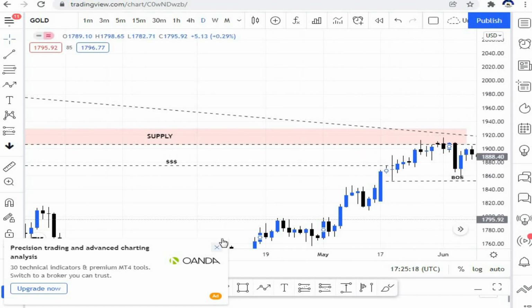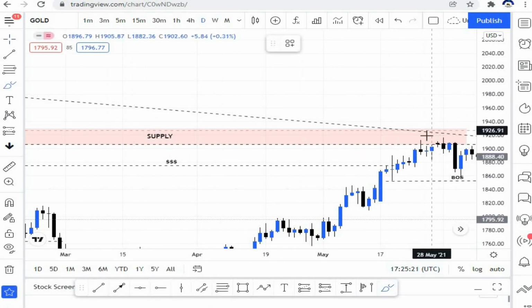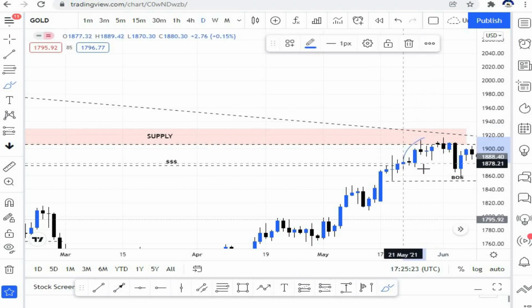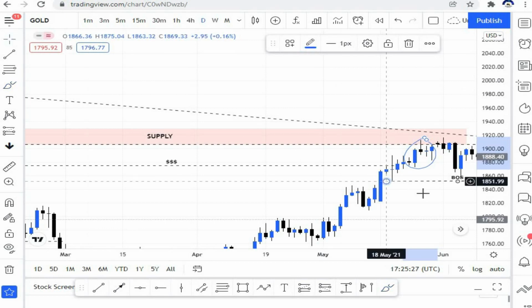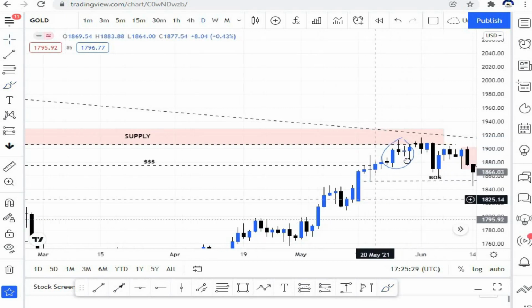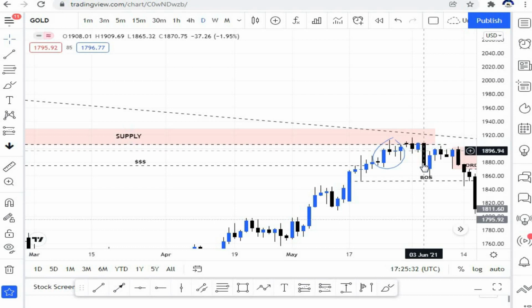I didn't mark these ones, but you can see these were the higher lows which were taken out by the price while the price was going down. As you can see, they have taken out that zone with this bearish engulfing candlestick.